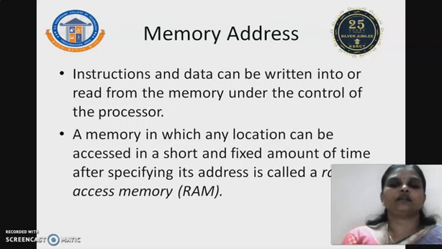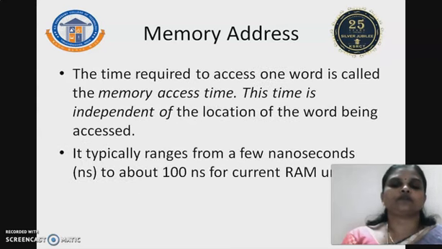Instructions and the data can be written into or read from the memory under the control of the processor. Memory in which any location can be accessed in a short and fixed amount of time after specifying an address is called random access memory. The time required to access one word is called the memory access time. This time is independent of the location of the word.